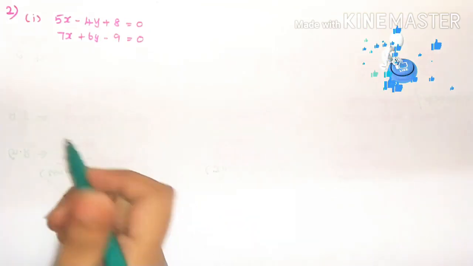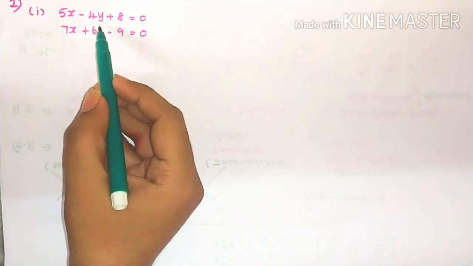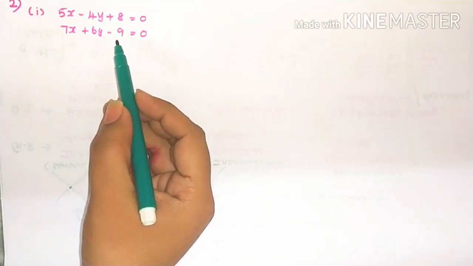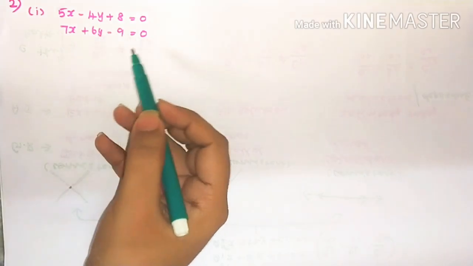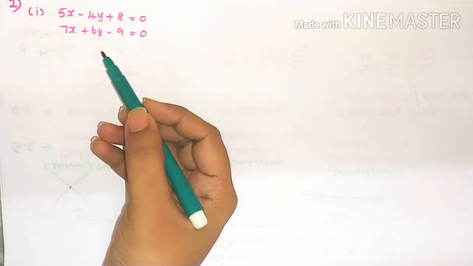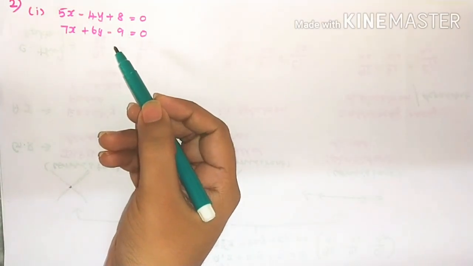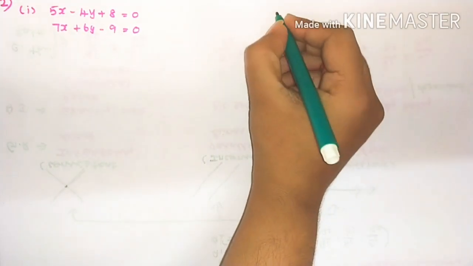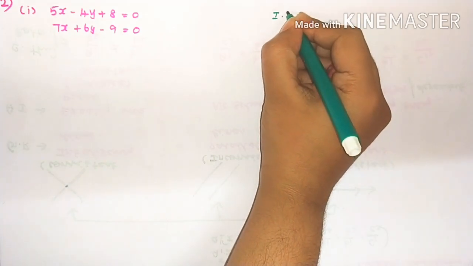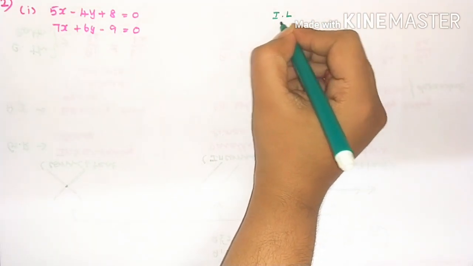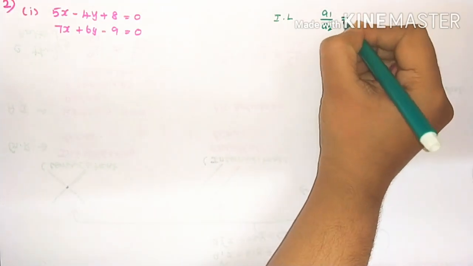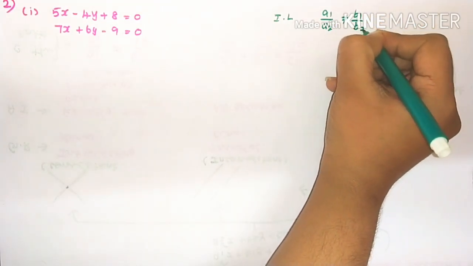The equations are 5x minus 4y plus 8 equal to 0, and 7x plus 6y minus 9 equal to 0. We have to compare the ratios and check whether the lines are intersecting, parallel or coincident. Let me recall the formulas. Intersecting lines: both lines intersect at one point. The condition is a1 by a2 not equal to b1 by b2.